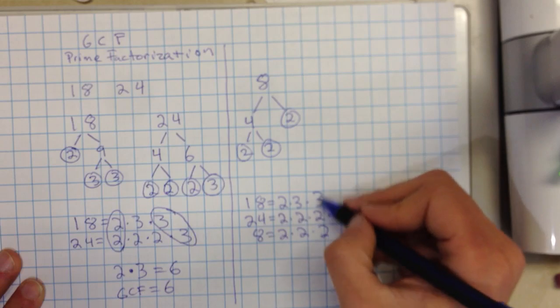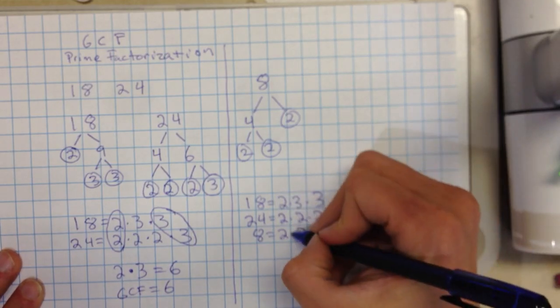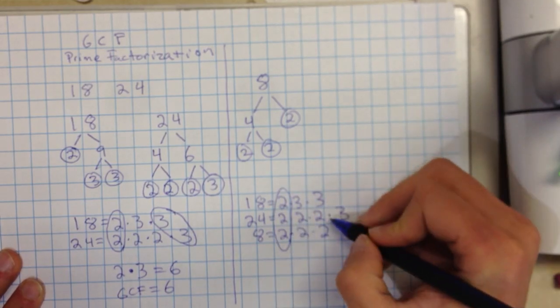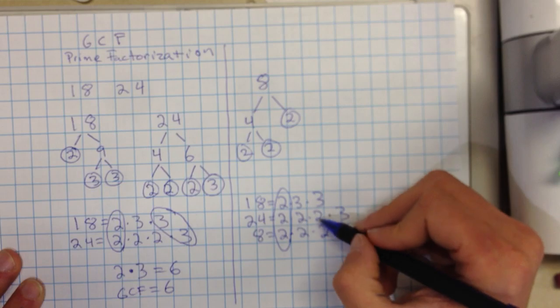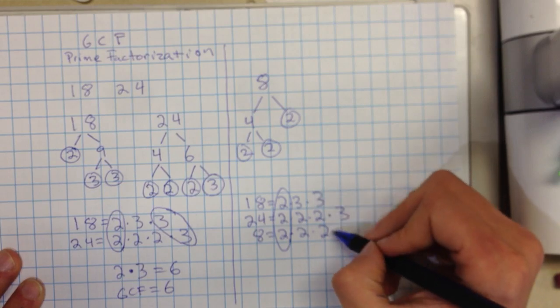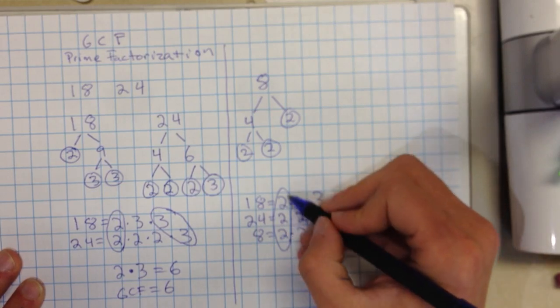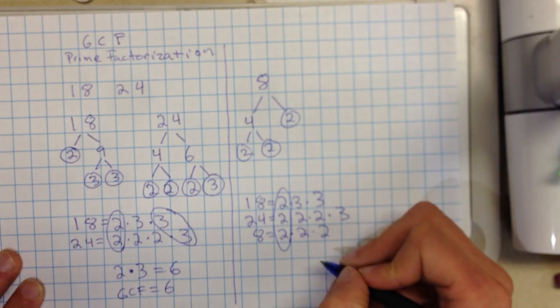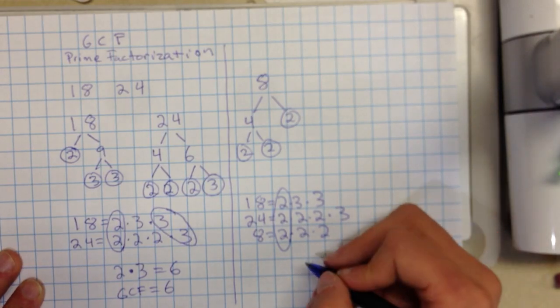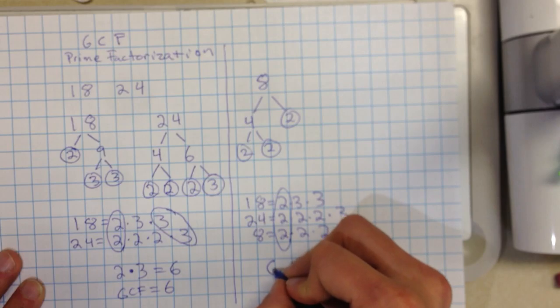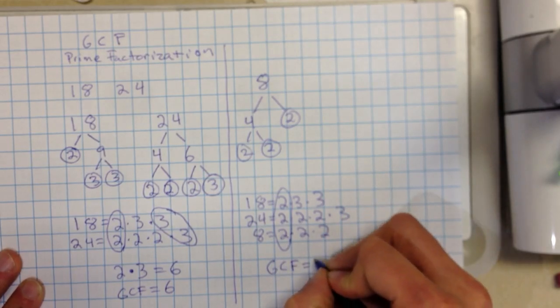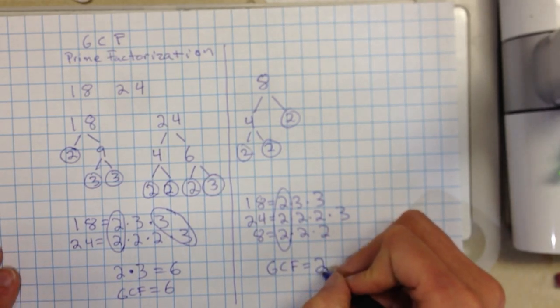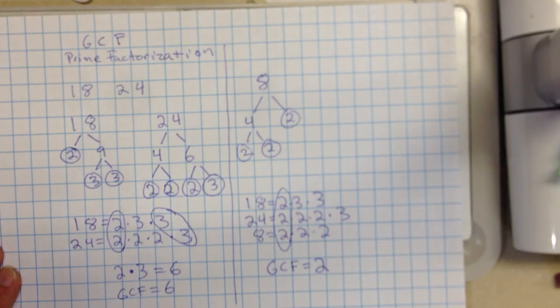Now the number has to be in all 3 lists for it to count. 2 is in all 3 lists. And that's it. I have 3 in these 2, but not in this one, so it's only going to be here. So if I only have one number circled, that's got to be my GCF. My GCF in this case equals 2. That's the only number that I could divide all 3 of those by without having a remainder. It's the biggest factor they all have in common.